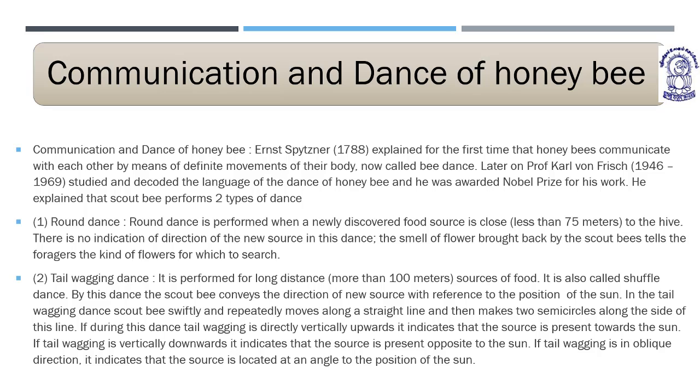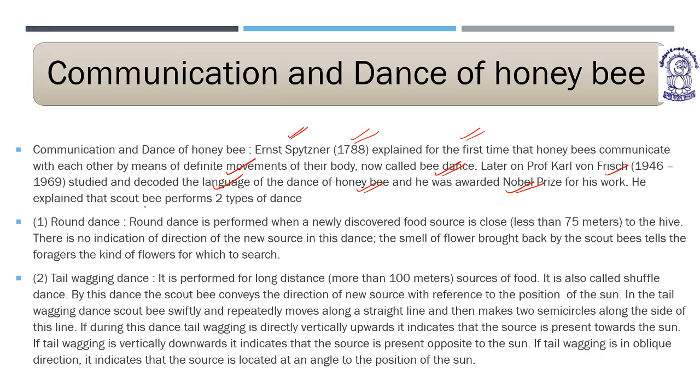Communication and dance of honeybee, very important. Ernest Spitzner in 1788 explained for the first time that honeybees communicate with each other by means of definitive movements of their body, now called bee dance. Later on, Professor Karl von Frisch in 1946 to 1969 studied and decoded the language of the dance of honeybee, and he was awarded the Nobel Prize for this work.